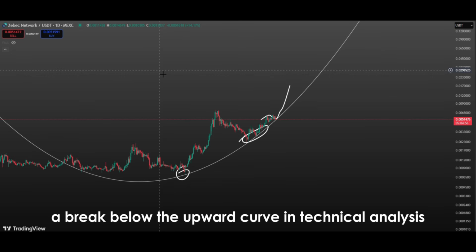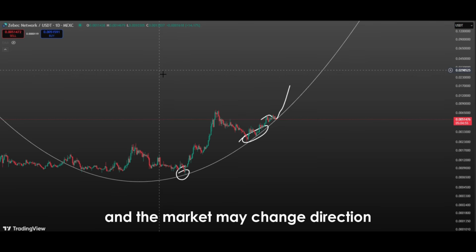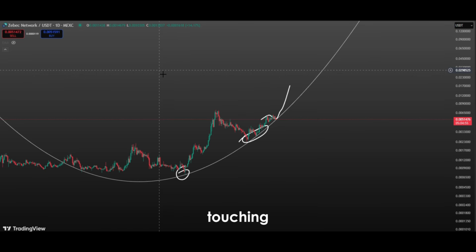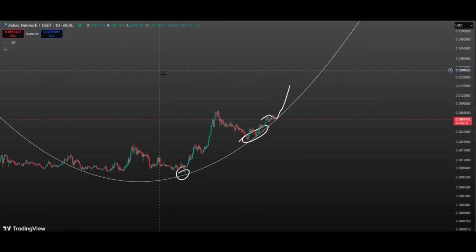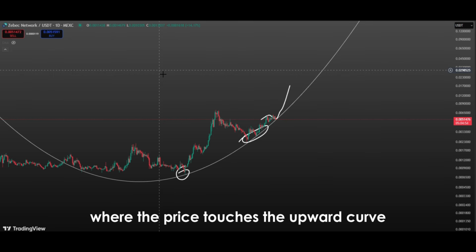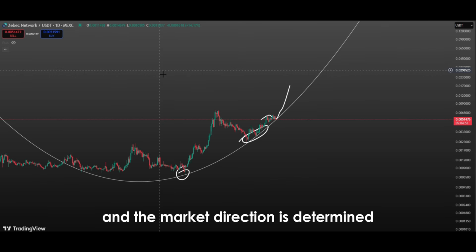A break below the upward curve in technical analysis usually means that the trend is weakening and the market may change direction. Touching the upward curve in technical analysis is not just about a line contact, it is also a reflection of market psychology. Investors' confidence in this level affects their positioning behavior. Therefore, this critical point where the price touches the upward curve is a turning point where investors' decisions are shaped and the market direction is determined.